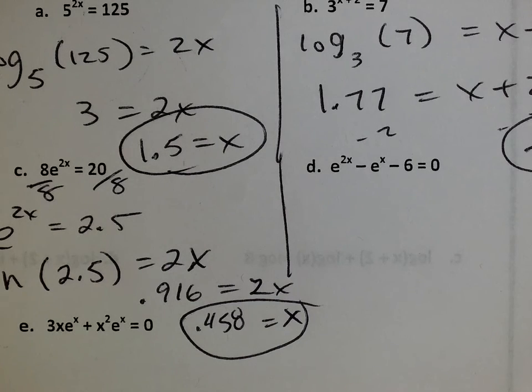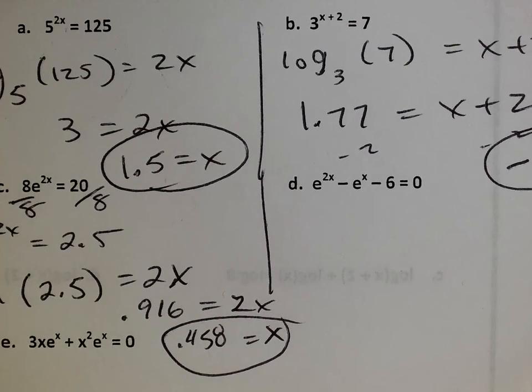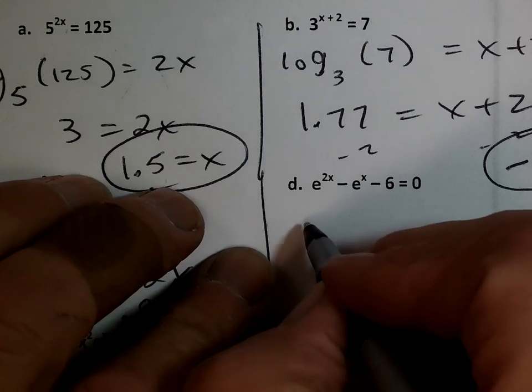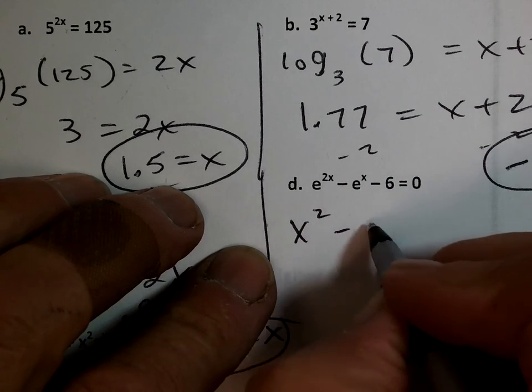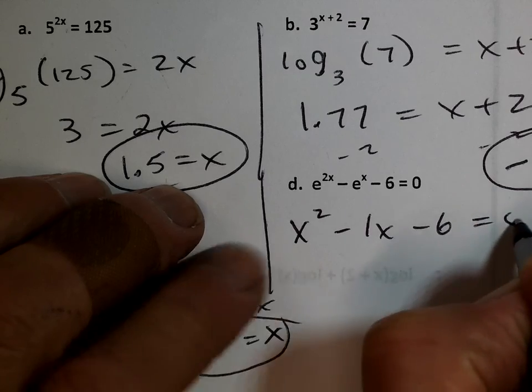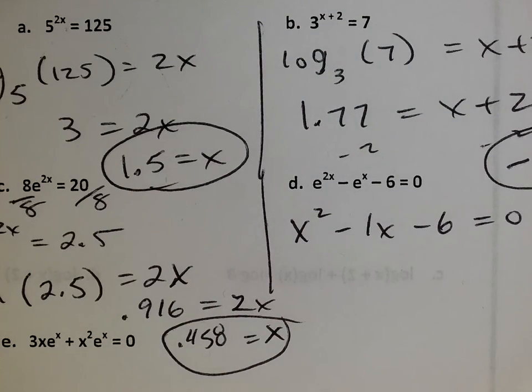D's gonna be a challenge, but we can do it. Okay. All right. What if, and I know how to tackle this problem, what if I wrote this instead as x squared minus 1x minus 6 equals 0? So what I'm really doing is I'm going to let e^x equal x, so that I've got e squared makes an x squared, okay?